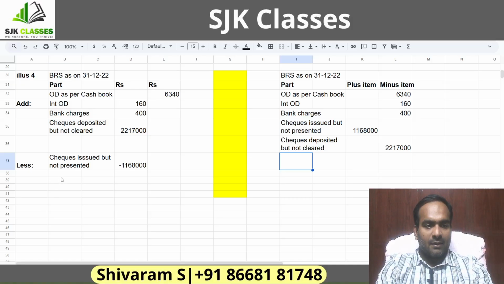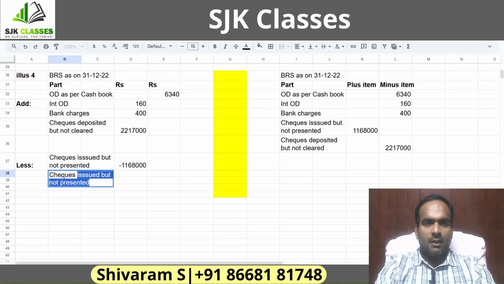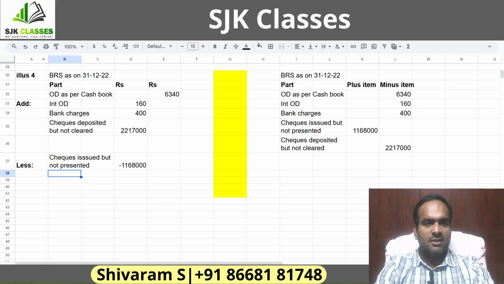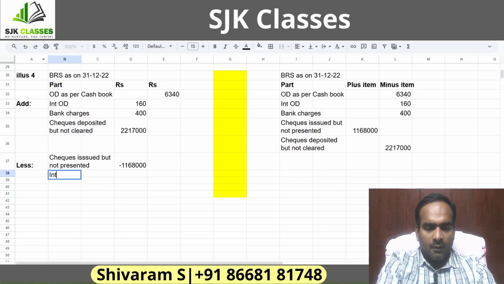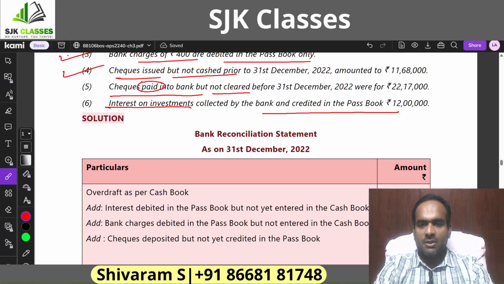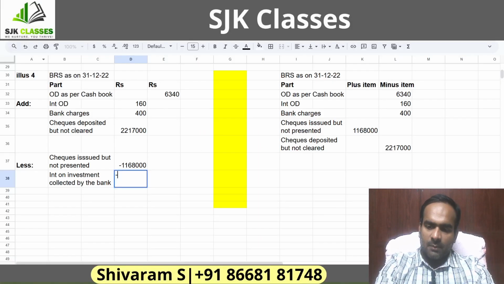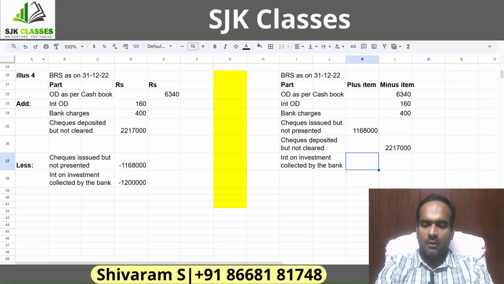So what you will do in the less section: sorry, not checks. The point is what? Interest on investment, right? Yeah, it's interest on investment collected by the bank. And the amount is how much? 12 lakhs. So it's going to be negative 12 lakhs. And those who are following this presentation, what you will do? It's a reduction, no? So you guys will be showing it in the positive column.